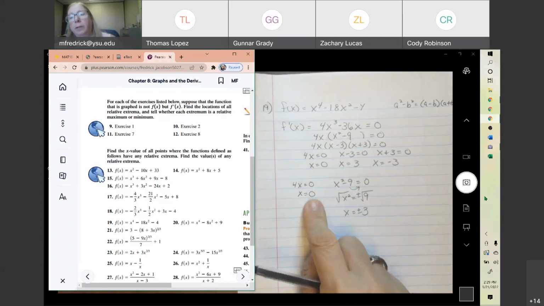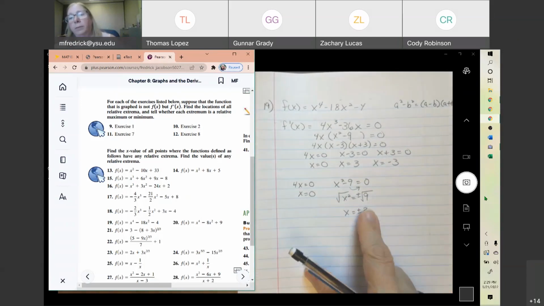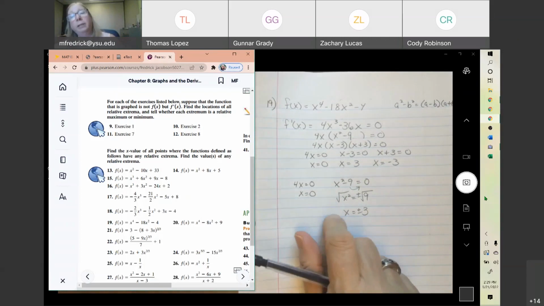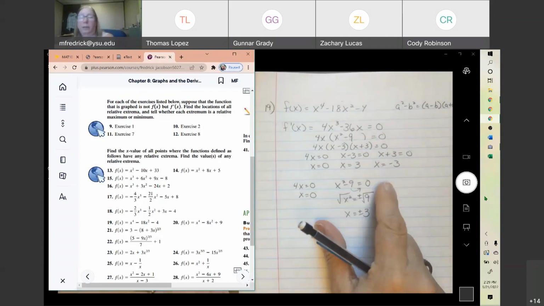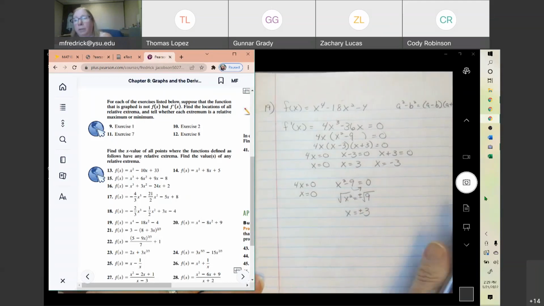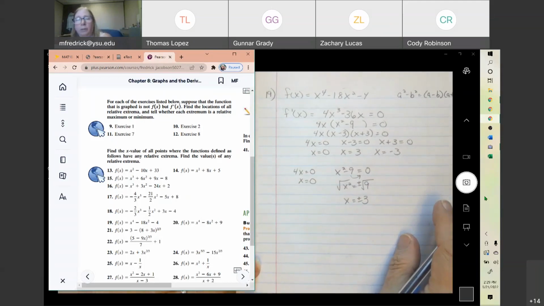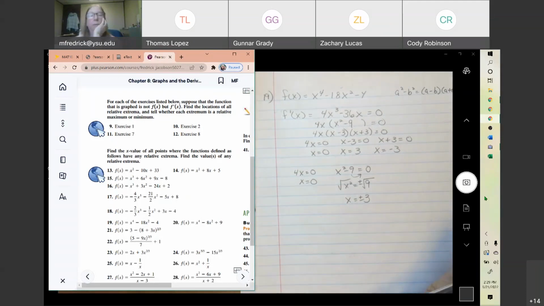So then it's 0 plus or minus 3. So then you have all 3. So you need to be careful of that when using this method. Factoring, you're not going to miss it. Any questions on that part? Okay.